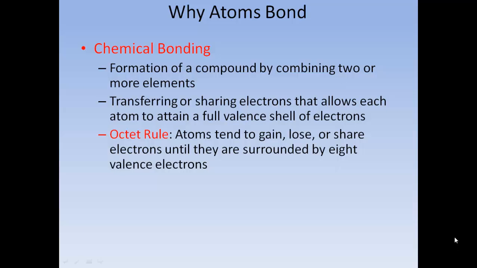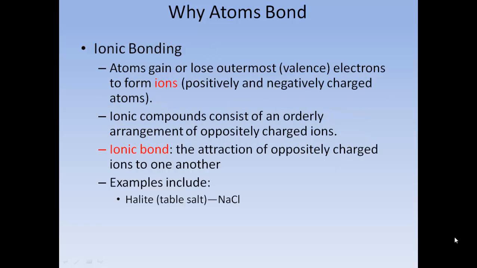Okay, so now chemical bonding. You form a compound by combining 2 or more elements, and to combine them they chemically bond. They bond by transferring or sharing electrons, which allows each atom to attain a full valence shell of electrons. There's an octet rule: atoms tend to gain, lose, or share electrons so they're surrounded by 8 valence electrons. So a full shell is 8 electrons.